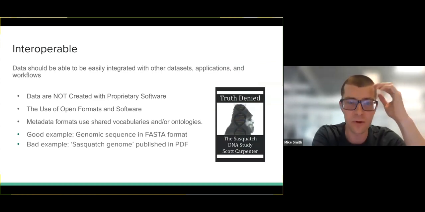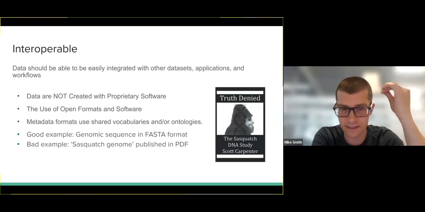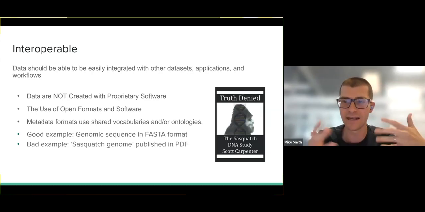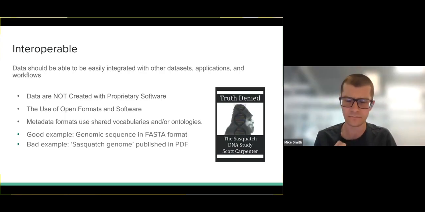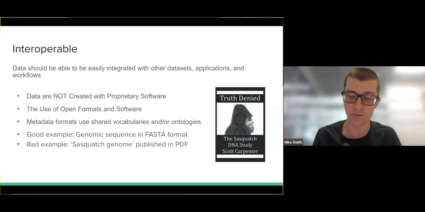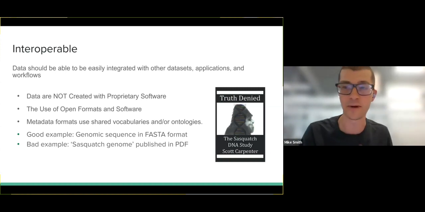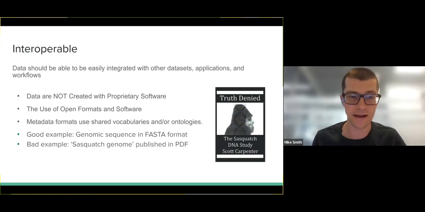Then we have interoperable, and this one is also slightly difficult to define, but it is about allowing data sets to easily integrate with one another. Ideally, you don't create your data with some proprietary software that only you can read, or at least if you create it with that, that's not what you make available to people. Similarly, if the data you make available require software that has an extremely expensive license, that is not particularly interoperable, because other people would have to buy that license in order to work with your data set.